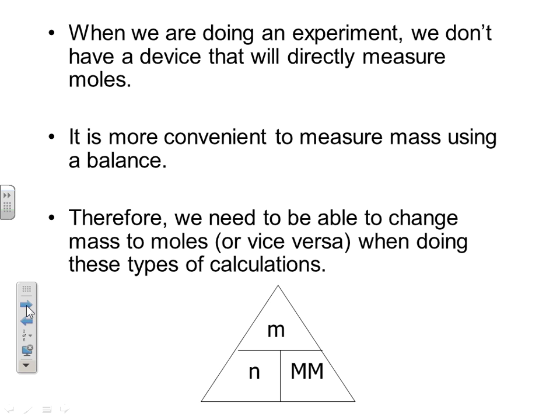Now, don't write this down. When we're doing an experiment, we don't have a device that can directly measure moles. It is more convenient to measure mass using a balance. Therefore, we need to be able to change mass into moles or vice versa when doing an experiment. And I don't like the looks of this particular one because I like to use the units. I asked you to think about the units of molar mass. What are the units of molar mass? That's something that you really almost need to memorize. What are the units for molar mass? Yep. Grams per mole. Excellent.